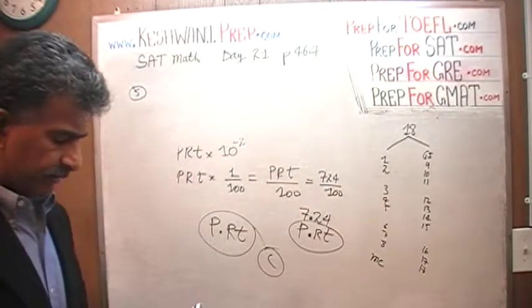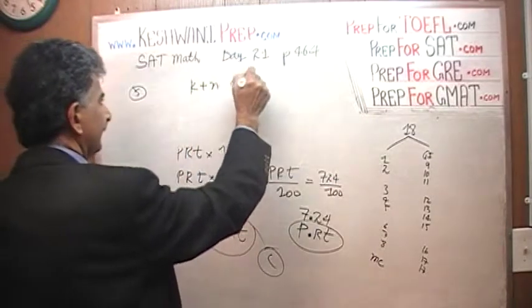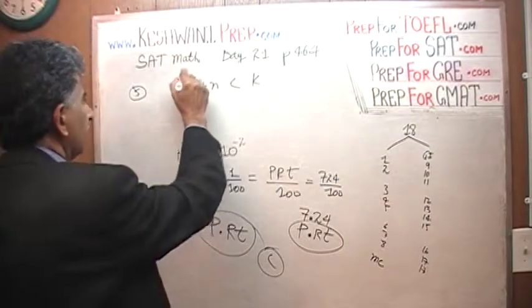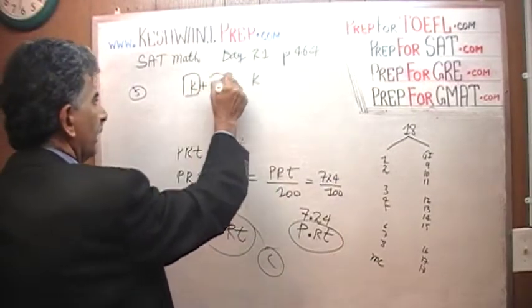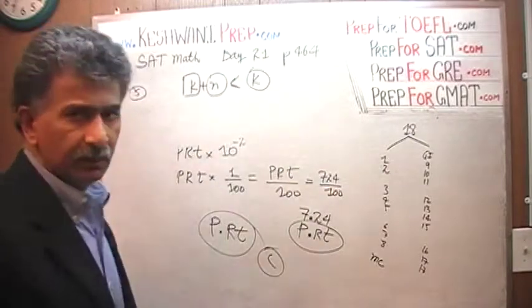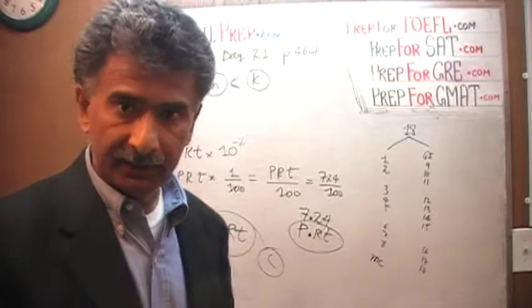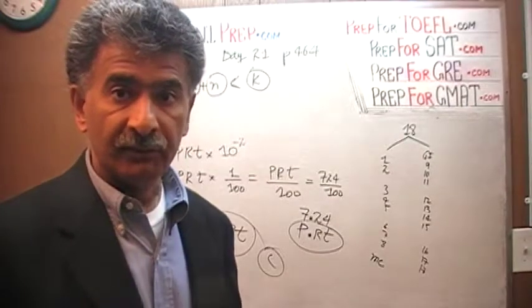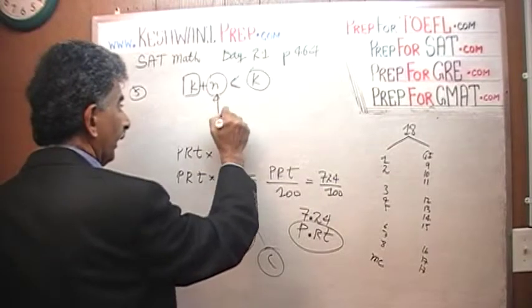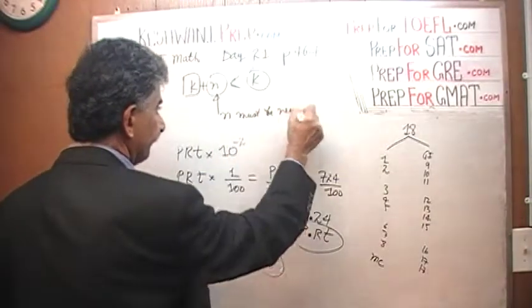In number 5, they tell us that K plus N is less than K. If you have a number, and we are told that when you add another number to it, the result is less than the number that you started out with, that implies that the number you're adding, N, must be negative. That's all.